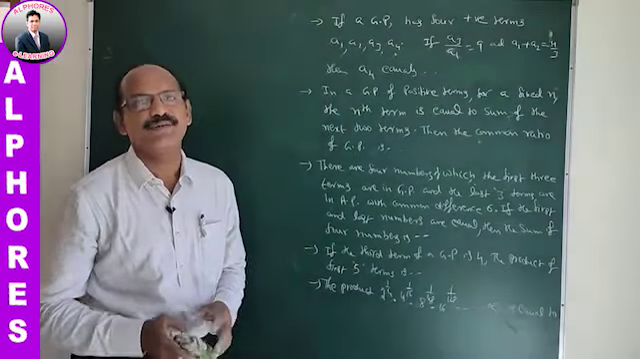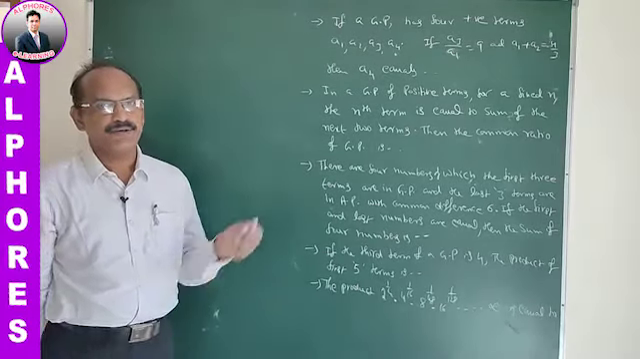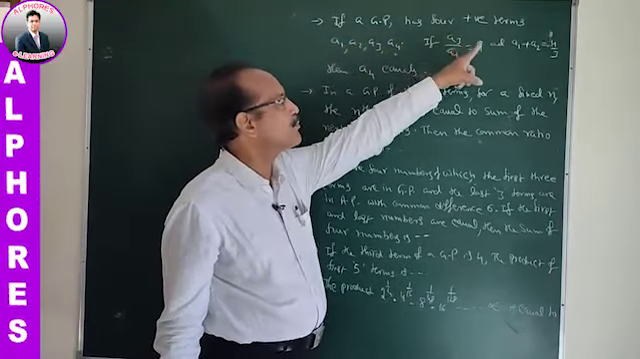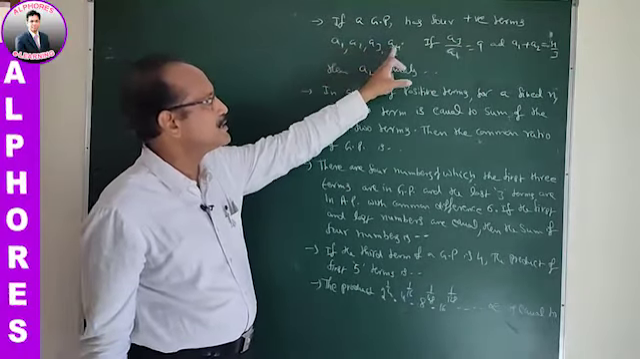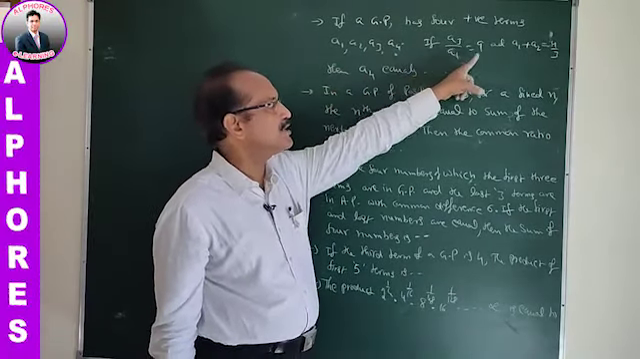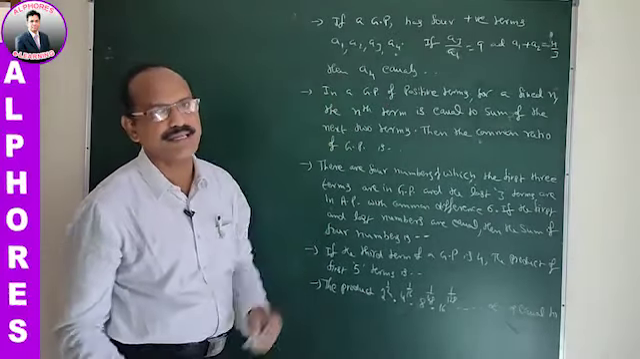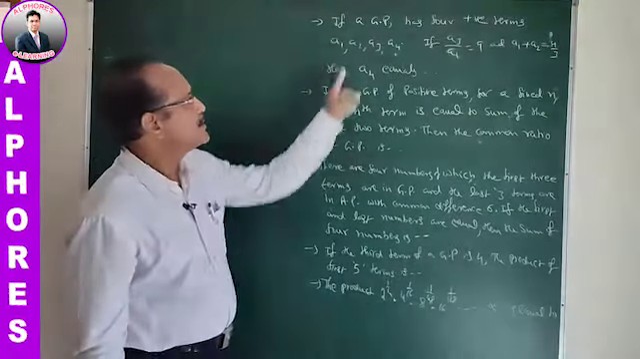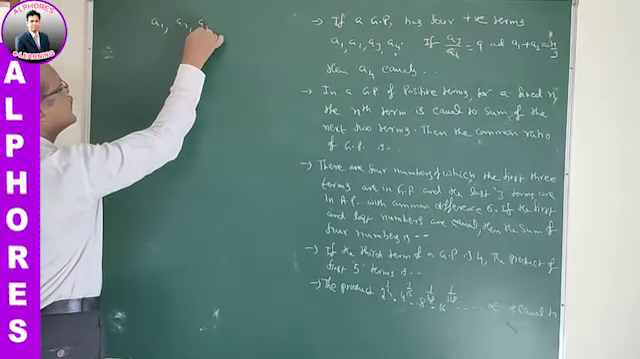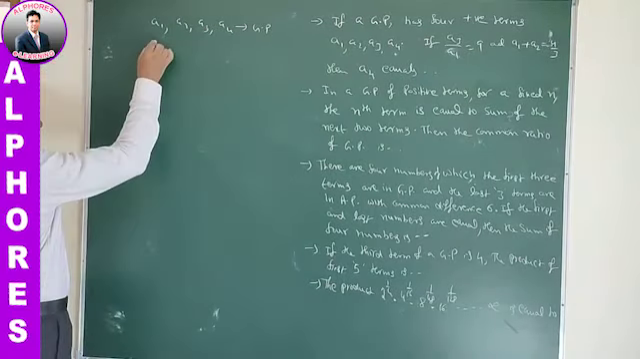Okay students, coming to the next models, based on GP as well as HP. Now coming to the next question. A GP has 4 positive terms, A1, A2, A3, A4. If A3 by A1 is 9 and A1 plus A2 is 4 by 3, then A4 is required. These are the four terms of a GP with positive terms.